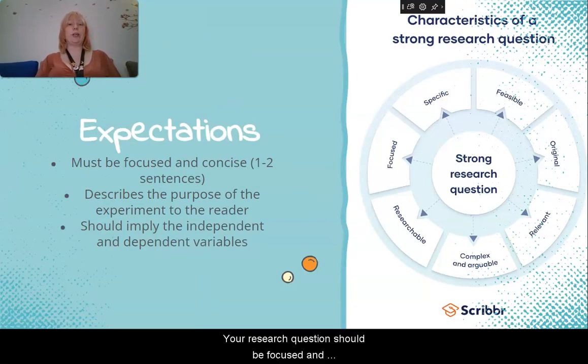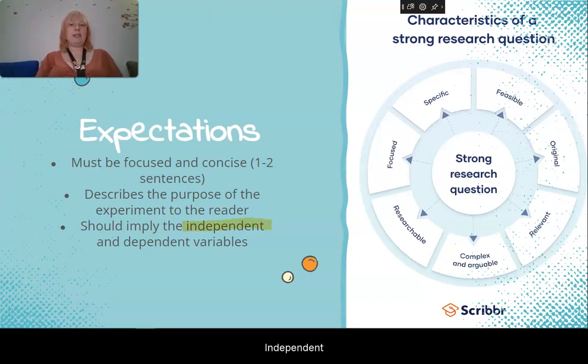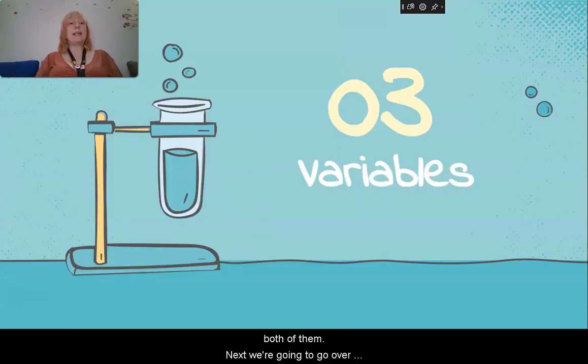Your research question should be focused and concise, no more than 2 sentences. It should encompass the entire purpose of this lab for your reader, and it should imply both the independent and the dependent variables in that short 1 to 2 sentences. So make sure you address both of them. Next, we're going to go over what these variables are.